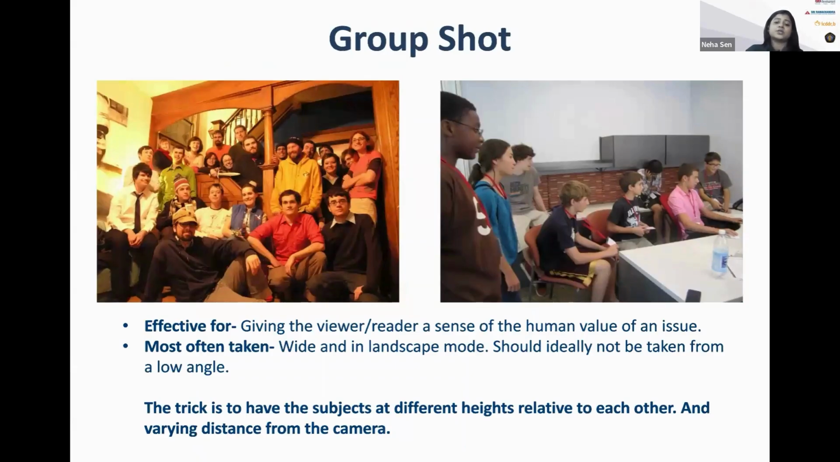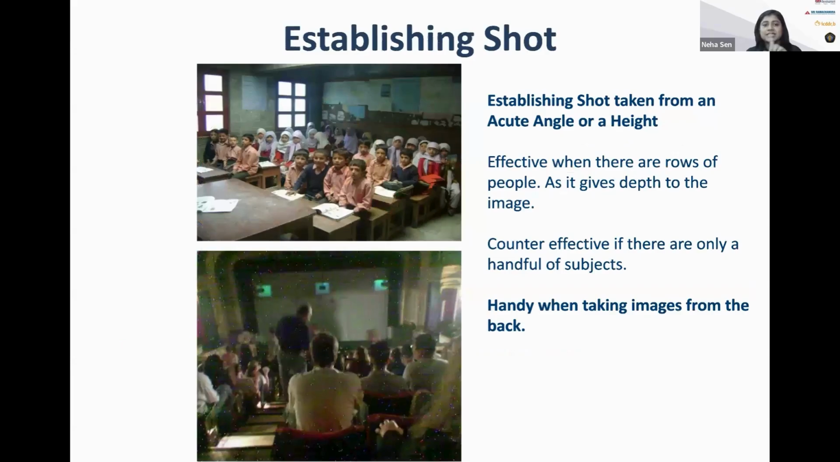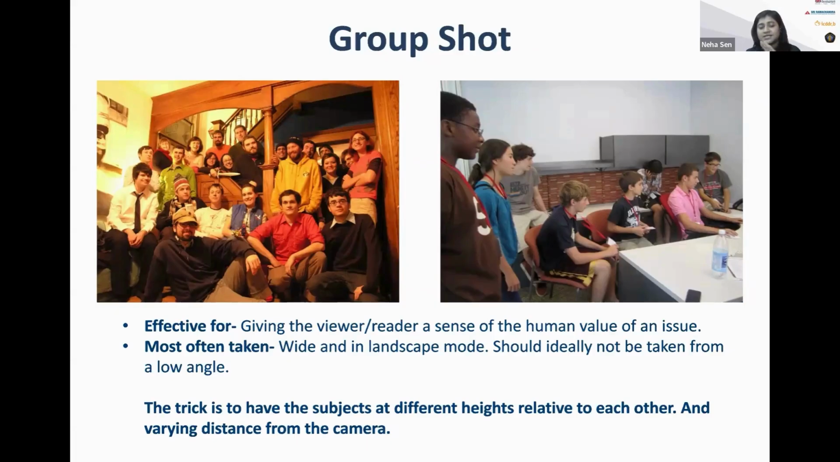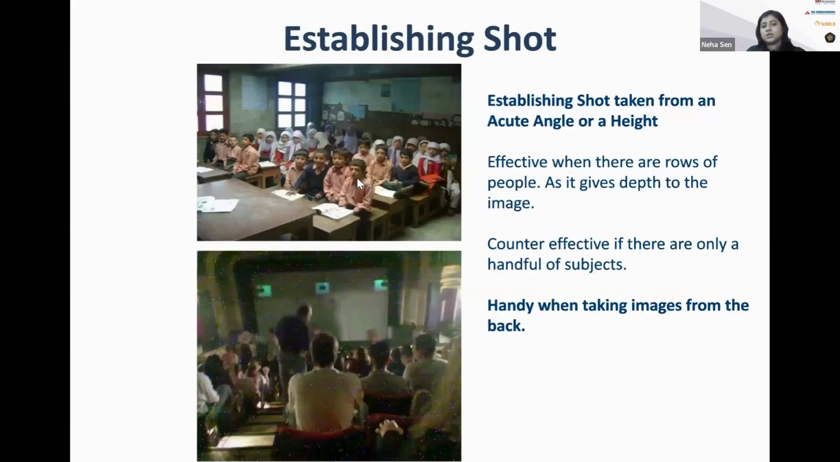Moving on. Group shot. You might be questioning why this is a group shot and this an establishing shot. I've classified it separately because here I don't get a sense of the time or the place or the location. This could be any activity, this could be any team. There is nothing to distinguish it and put it in, let's say, a theater or in a classroom, which is why this is a group shot and this is an establishing shot.